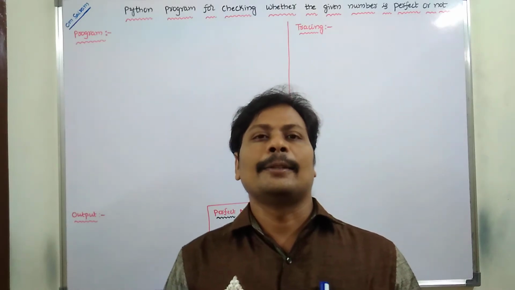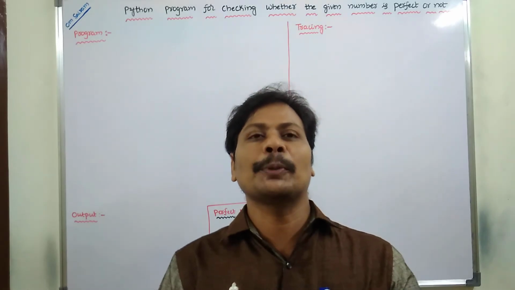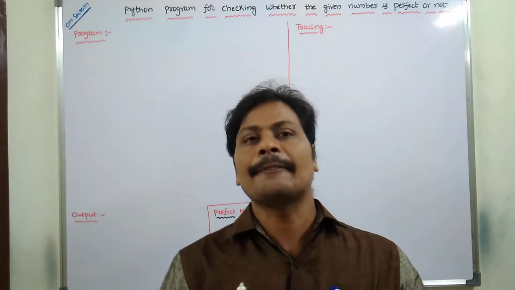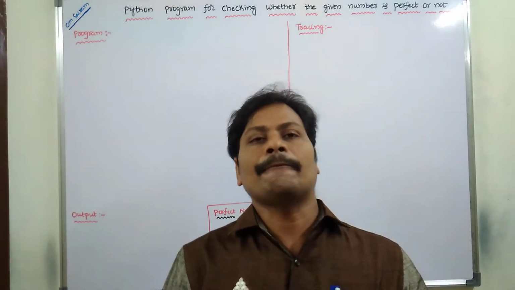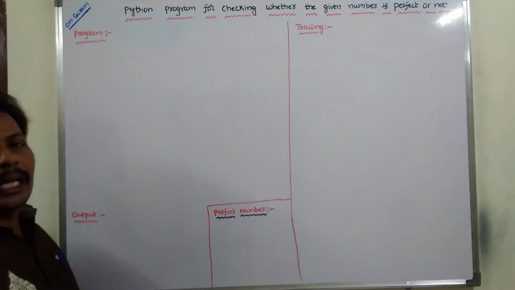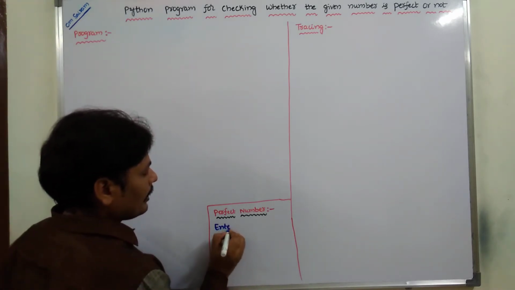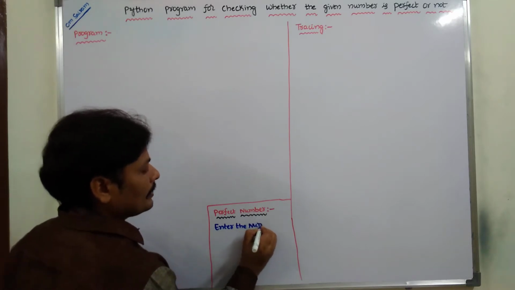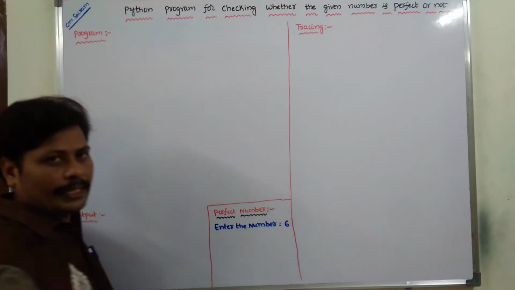Hi friends, today I am giving a lecture on a Python program for checking whether the given number is a perfect number or not. What is a perfect number? I am explaining with one example. First, enter the number. I am entering the number 6.